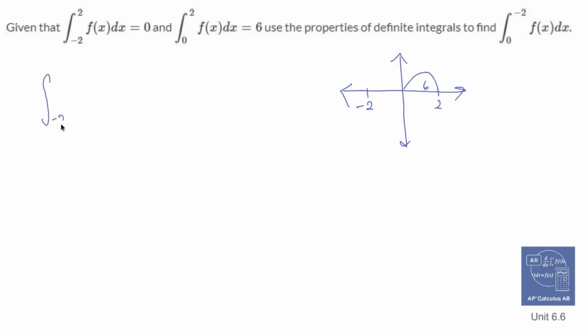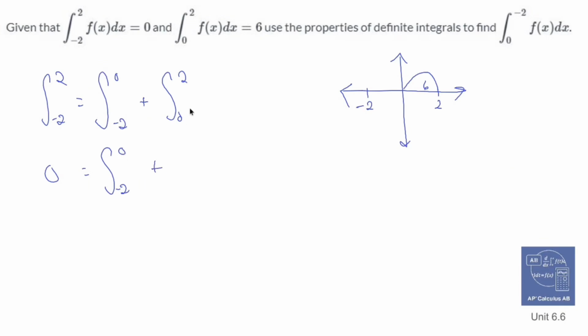The integral from negative 2 to 2 is going to be the same thing, and I'm using very lazy notation, as negative 2 to 0 plus 0 to 2, which gives me negative 2 to 2. Negative 2 to 2 is nothing. Okay? Negative 2 to 0 is, I don't know.